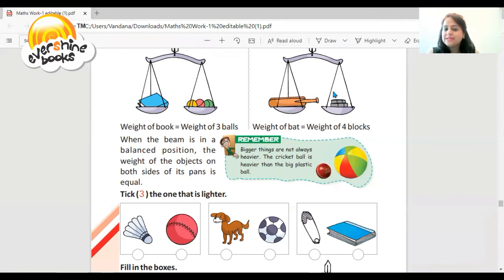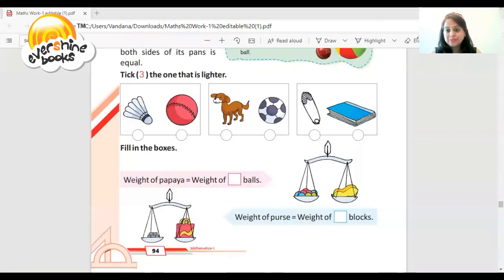Now come to this bat and 4 blocks. The weight of the bat is equal to 4 blocks, because the beam is in a balanced position. The weight of the objects on both sides of its pans is equal. Okay, students, got it? It's very easy and very interesting. Have you seen the beam in the market? Yes, very good.